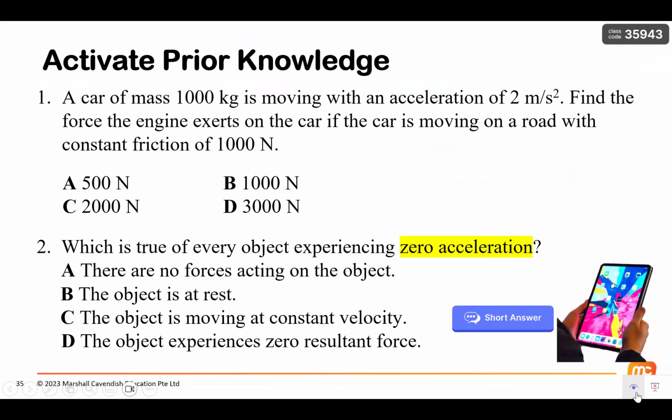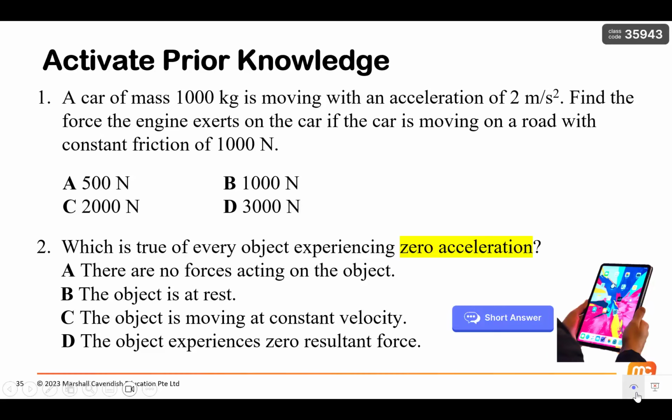Okay, but before we start, let's do a very quick recap of what we have covered in the previous session. You may pause the video to think about the answers to this question. I'm going to go through the answers now. A car of mass 1000 kg is moving with an acceleration of 2. Find the force that the engine exerts on the car if the car is moving on a road with a constant friction of 1000 Newton.